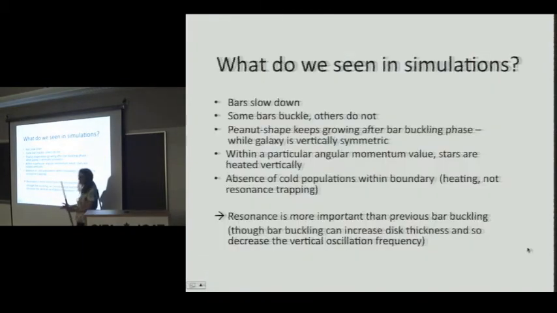So what do we actually see in the simulation? Bars slow down, some bars buckle, others don't. The peanut shape keeps growing even after the bar buckling phase, while the galaxy is symmetric. Within a particular angular momentum value, the stars are heated. We don't see cold populations, cold meaning in-plane populations, within this value. But we also don't see cold populations at all.